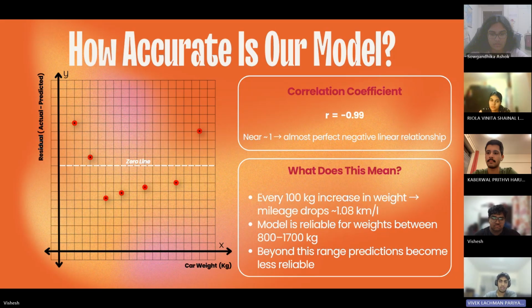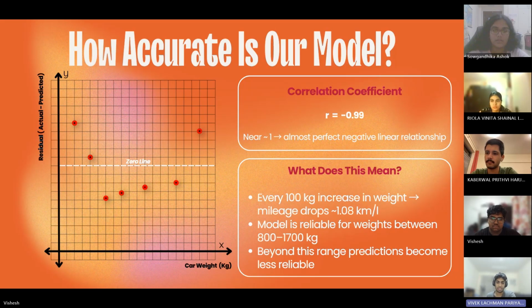For simplification, for every 100 kilos added to the car, the mileage drops by 1.08. Remember, this only works for cars from 800 to 1700, which is in our table. You have to know the limit of your model.